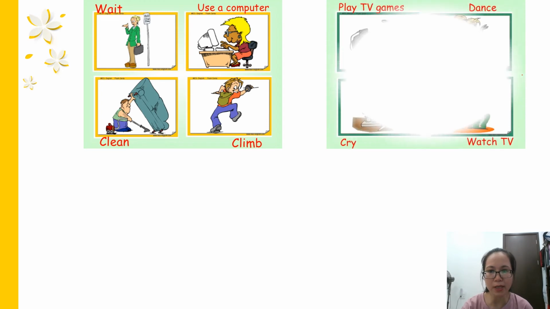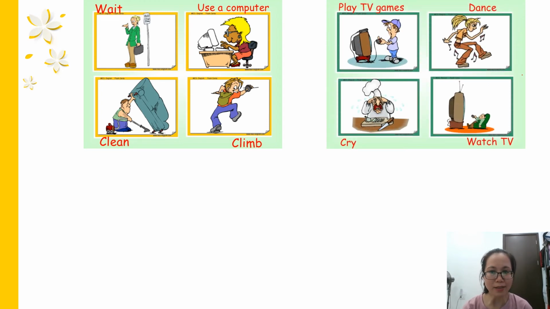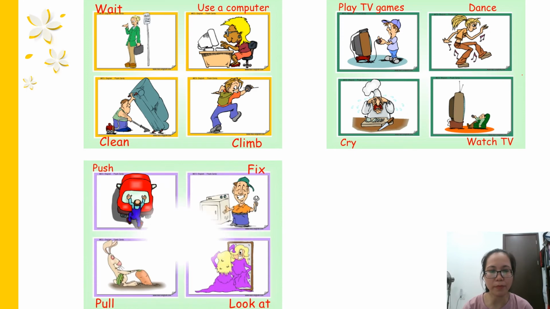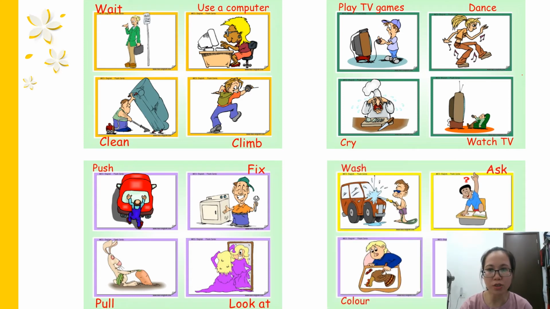And how about the next, guys? Dance. How about dance? Danced. Okay. Cry, cried. Watch, watched. Yes. Pushed. Okay. Fixed, pulled, looked. Washed. Okay. Asked, colored. Okay. So just tell me what is the common thing of those verbs, guys?